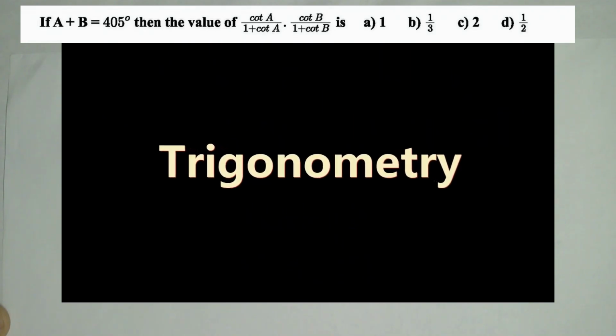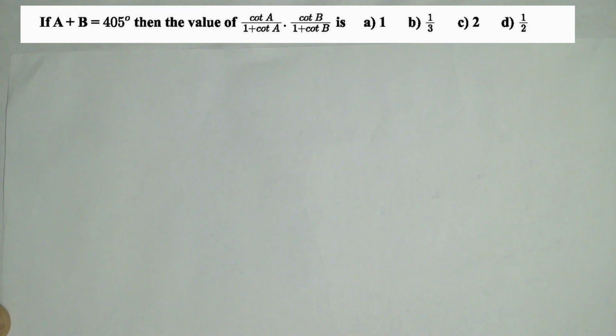If a plus b is equal to 405 degrees, then the value of cot a by 1 plus cot a into cot b by 1 plus cot b. There are four choices. First choice A, 1; second choice B, 1/3; third choice C, 2; fourth choice D, half.